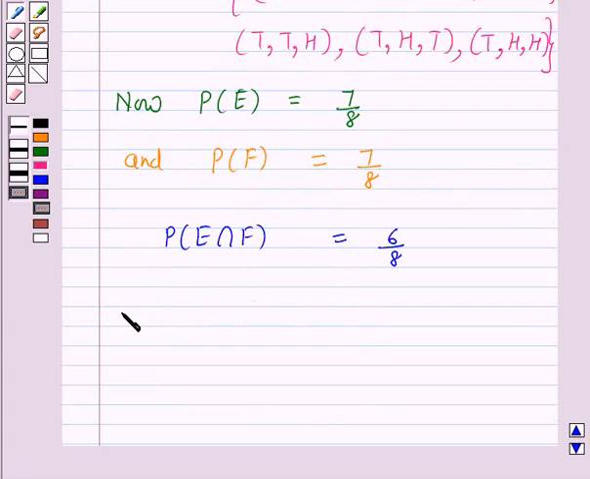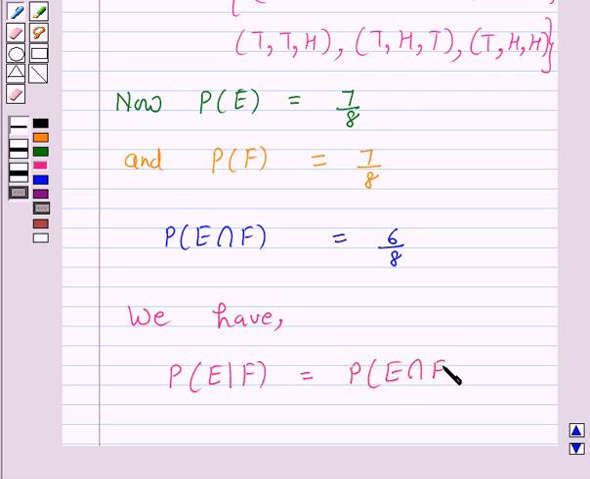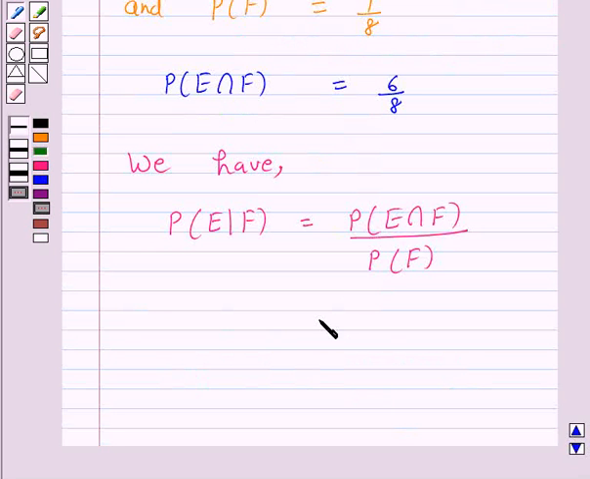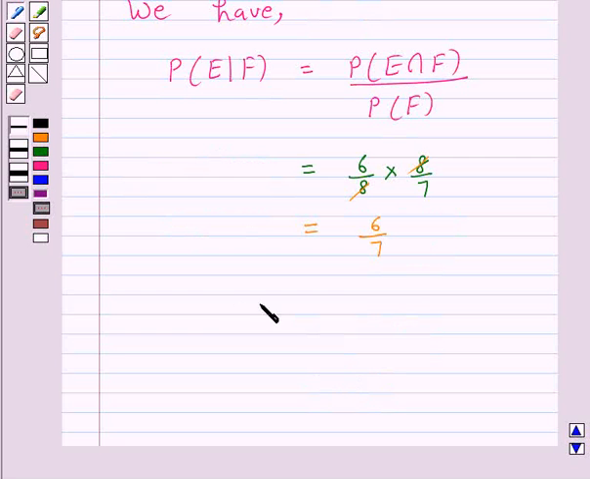Now we know that probability of E upon F is equal to probability of E intersection F upon probability of F, provided probability of F is not equal to 0. So this is equal to 6 upon 8 into 8 upon 7, and this is again equal to 6 upon 7. Hence the answer for this question is 6 upon 7.